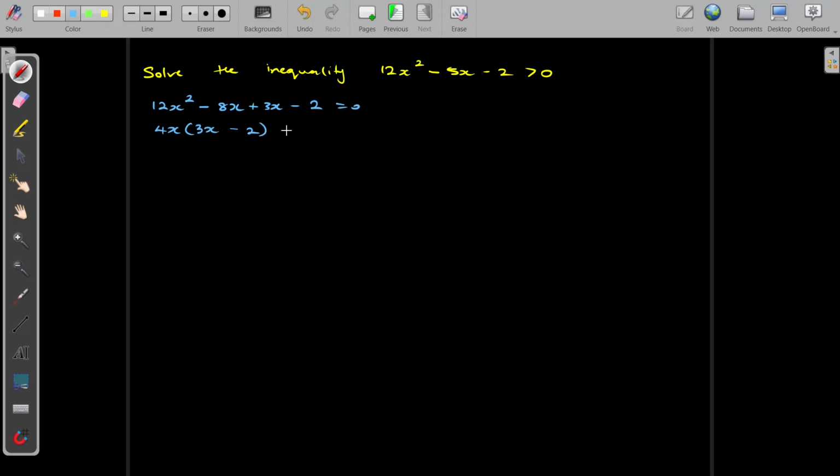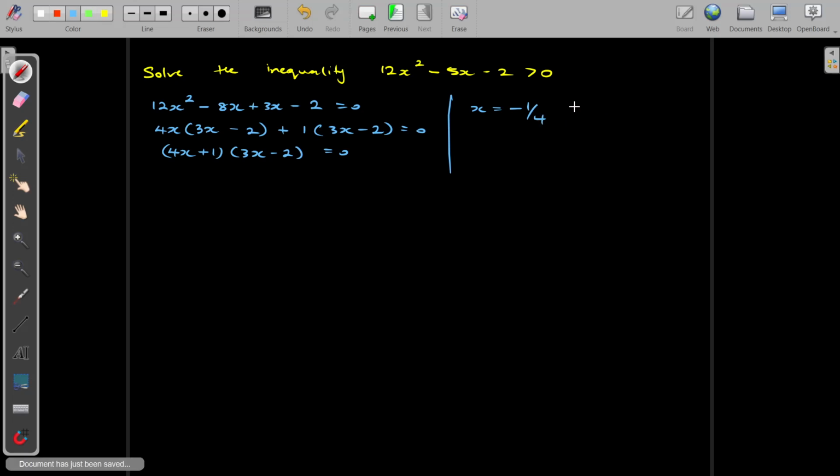3x minus 2 plus 1, 3x minus 2. So we have 4x plus 1, 3x minus 2. So from this, x is equal to negative a quarter, or x is equal to 2/3. So those would be the critical values that we're going to use to highlight our inequality. So let's draw up our sign table.